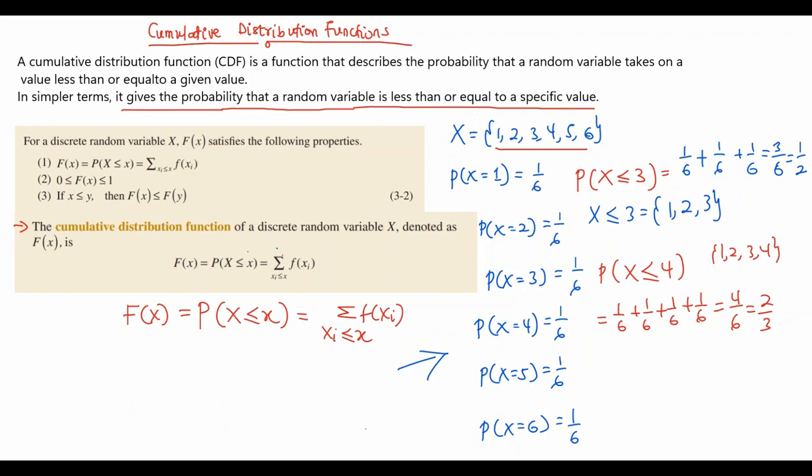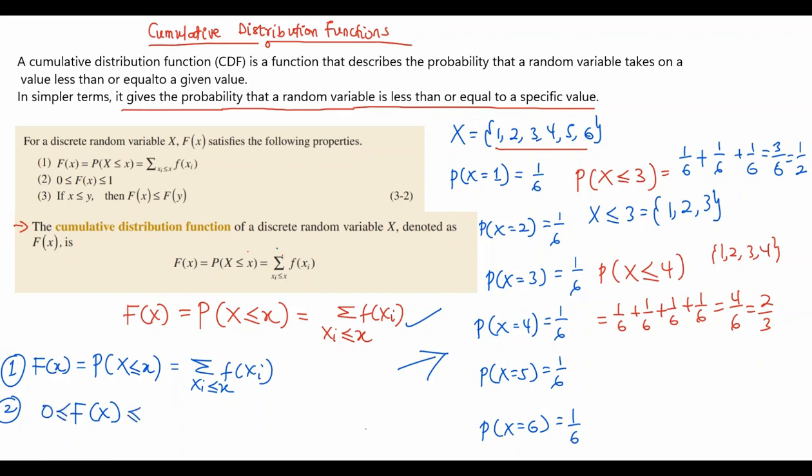Let's look at the properties. The first property says that the cumulative distribution function, capital F of x, is the same as the probability of capital X less than or equal to small x, which is equal to the sum of f of xi for xi values less than or equal to x, just like the definition. The second property says that the cumulative distribution function should be between 0 and 1. So capital F of x should be greater than or equal to 0 and less than or equal to 1.